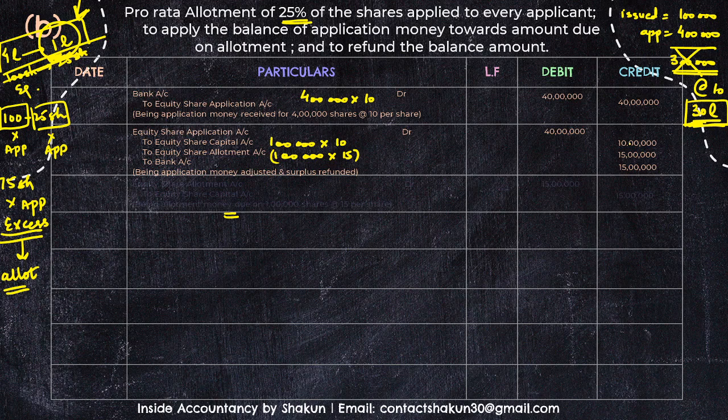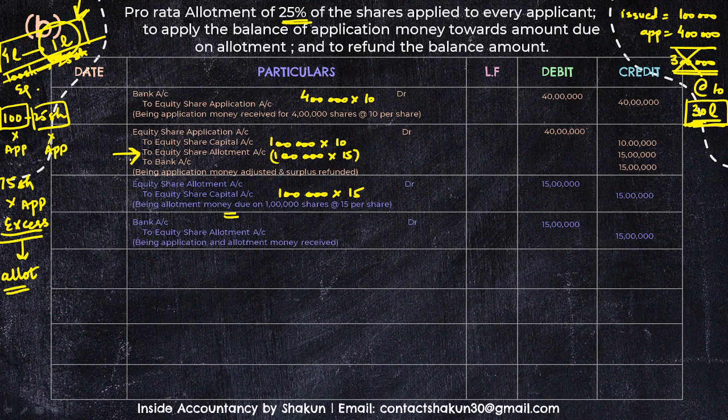Now the next entry would be for the due of allotment, which will be the same. Again, number of shares issued into the rate of allotment, that is 15 lakh. The next entry for receiving of allotment money would have been this, where we would have received 15 lakh. But as you can see, equity share allotment has already been credited with 15 lakh. The excess money on application which was utilized on allotment was 15 lakh. So we have already received this 15 lakh on application. So this entry we are not going to pass. We are not going to pass the receiving entry for allotment.